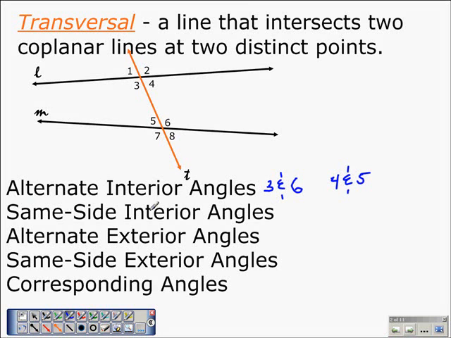Same side interior angles, well, again we're dealing with interior, on the inside of the two lines that are being transversed, and now we're talking about angles that are on the same side, so this should be pretty obvious. Angle 3 and angle 5 are same side interiors. Angle 4 and angle 6 are same side interiors, so 3 and 5 and 4 and 6.